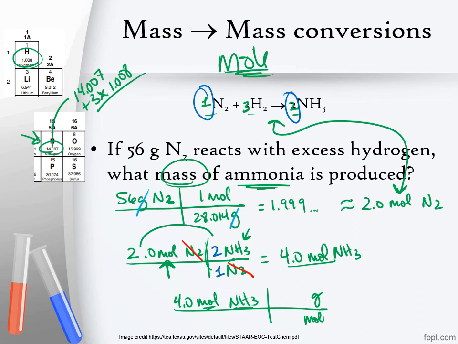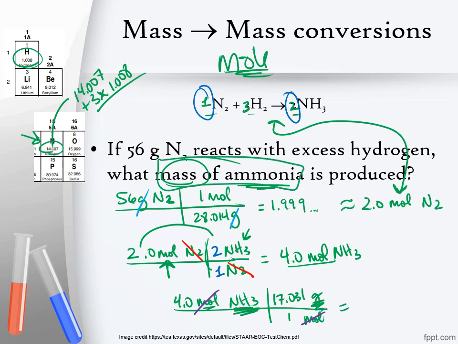So 14.007 plus 3 times 1.008 gives us a grand total of 17.031. 17.031 grams per mole when I'm talking about ammonia. So now moles top and bottom cancel out. We're left with grams of ammonia, which is exactly what our question is asking us to find.